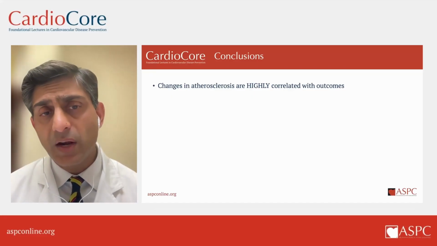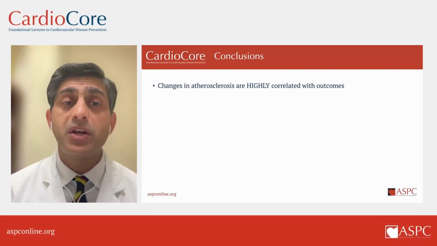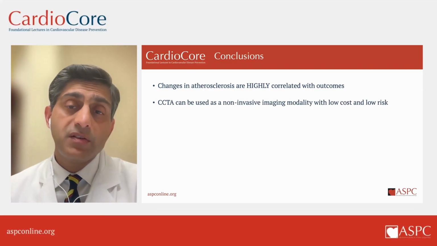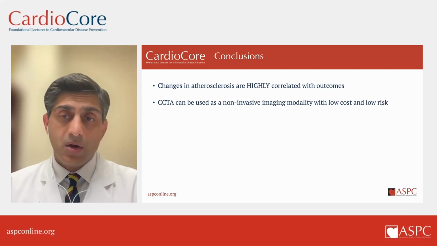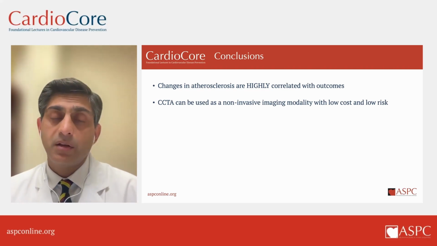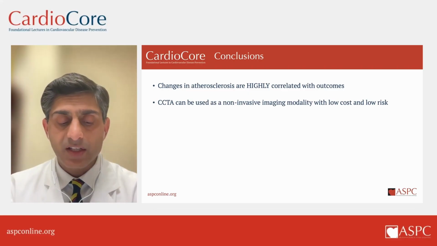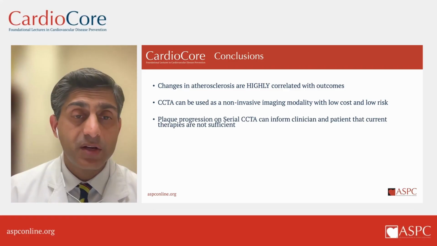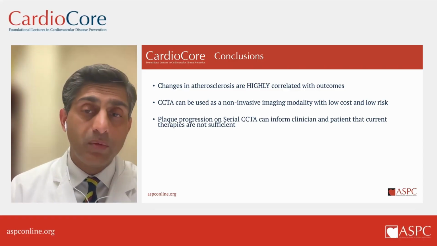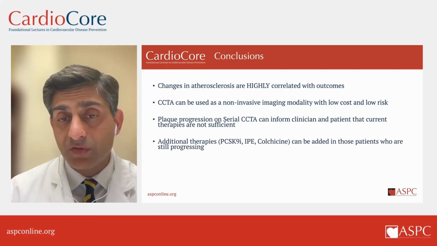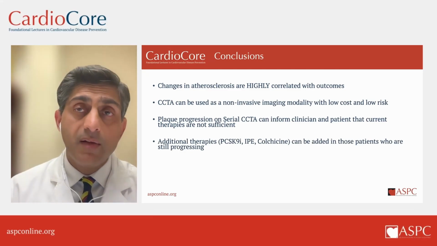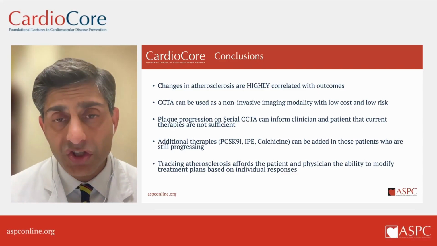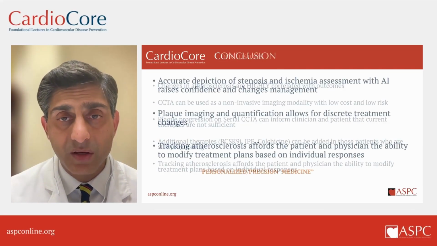So I think what's very clear is changes in atherosclerosis are highly correlated with outcomes. And a CCTA now can be used as a non-invasive tool with relatively low cost and low risk. In fact, when you look at the radiation, for example, from a CCTA, it's about 4.1 millisieverts. From a thallium, for example, it's 7.5 millisieverts. And yes, plaque progression can inform patients that current therapies are not sufficient. And for those reasons I showed you earlier, there are frameworks on what we should do depending on the different stage of plaque volume.